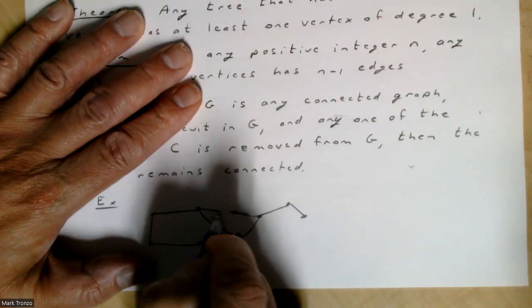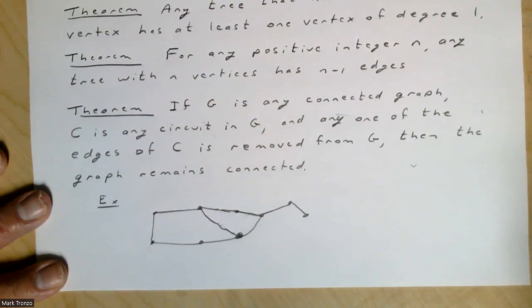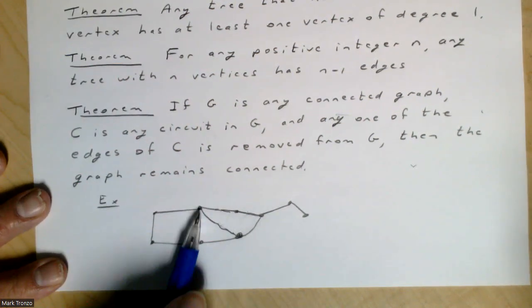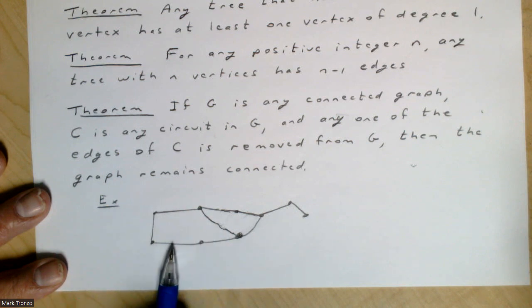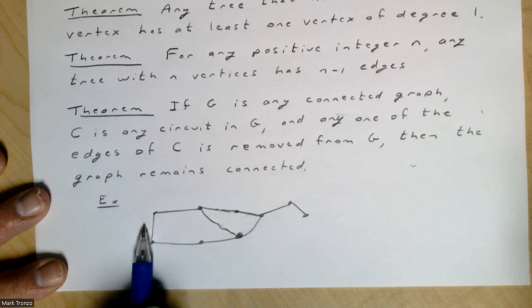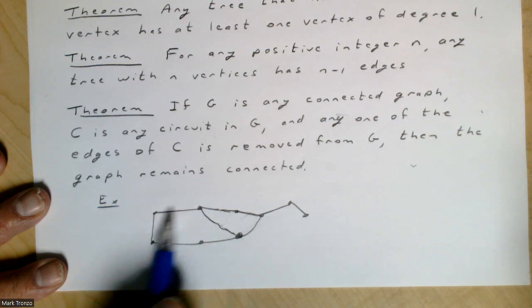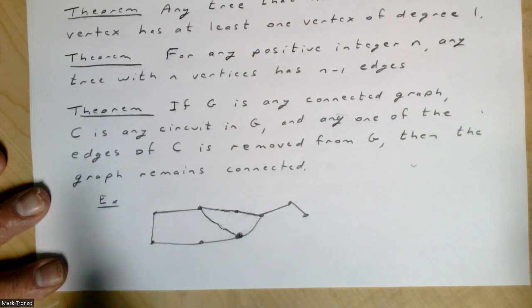So you can take one edge away from any circuit and the graph will still remain connected. And the same thing over here. Here's a circuit here. If you took away this, or this, or this, or this, or this, any of the edges in that circuit, you would still be connected.